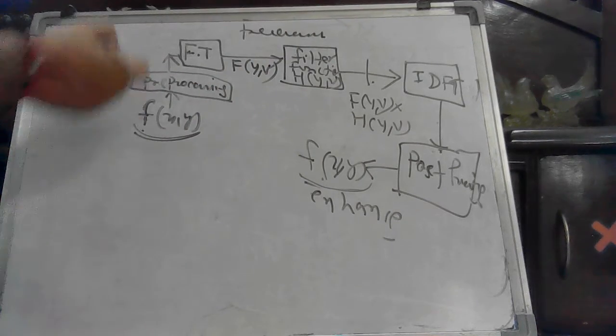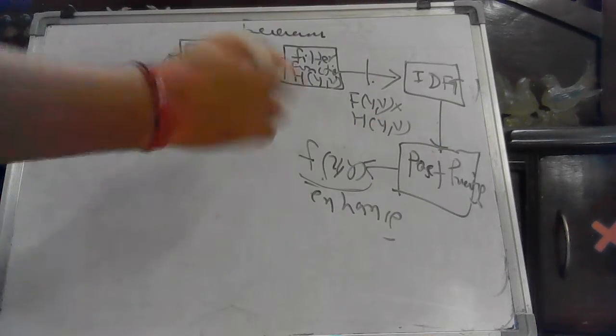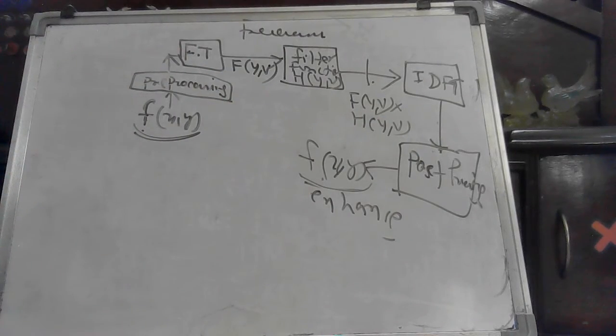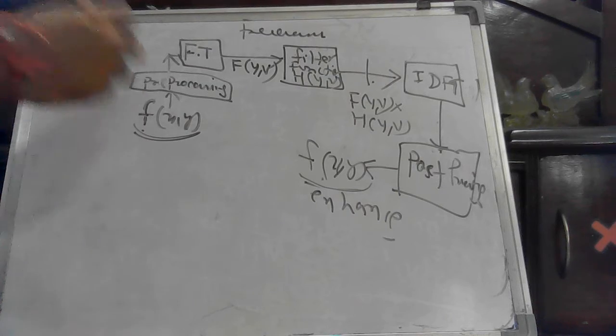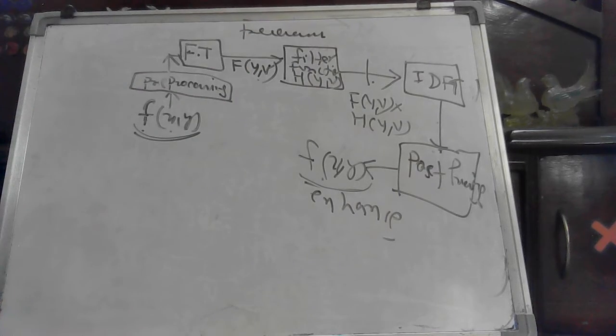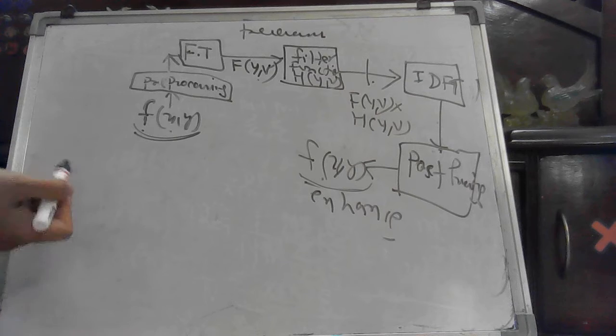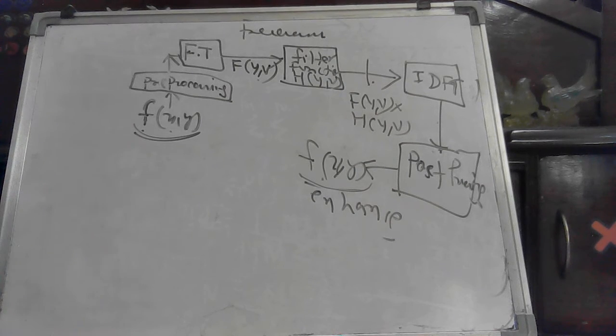So I hope things are clear. Pre-processing is important to shift the center. Post-processing is again important to get back that center. The Fourier transform converts your spatial domain into the frequency domain. Then you apply the frequency domain mask H of u v and get an enhanced image. On that, you apply the inverse DFT to get back the spatial domain image, and then you apply post-processing.